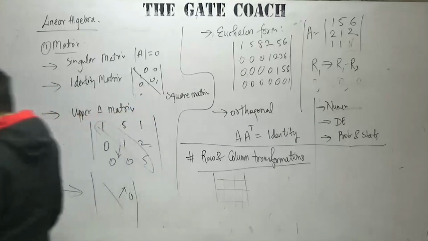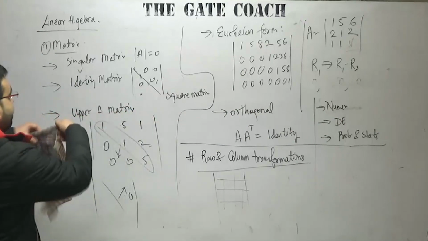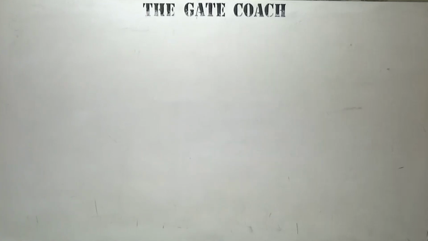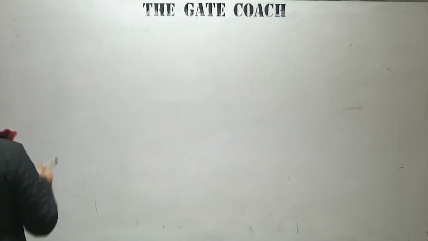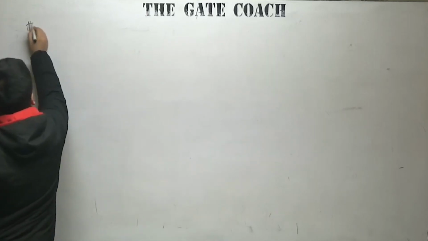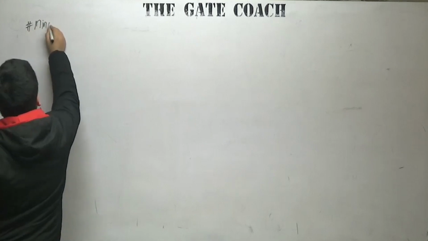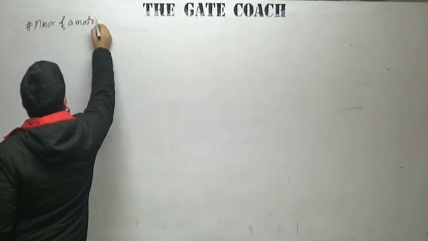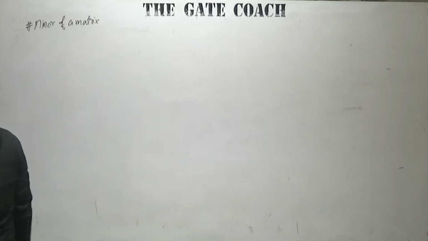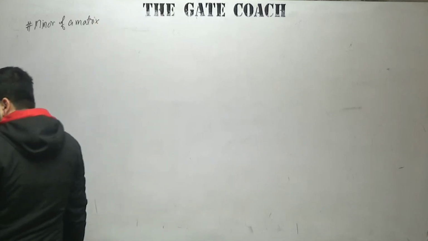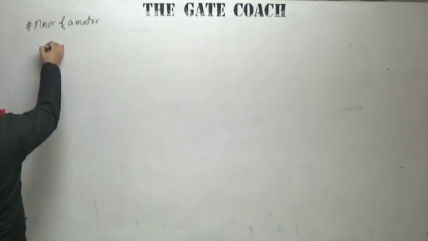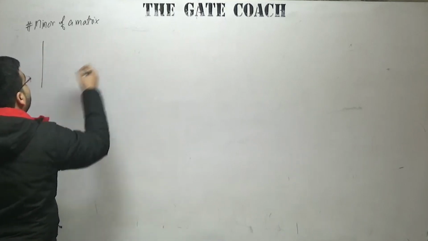Okay, students. So now let us continue with the revision. After this, we discussed the minor of a matrix. Now, what is the minor of a matrix? For example, a matrix is there.